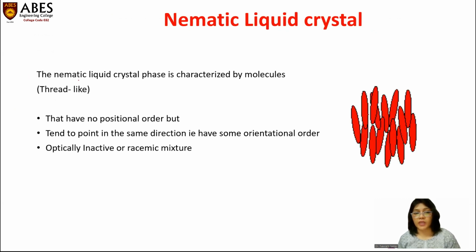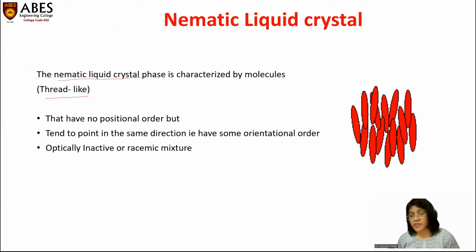Now, what is nematic liquid crystal? Generally, nematic liquid crystals are also termed thread-like liquid crystals because the molecules in these nematic liquid crystals are elongated and rod-shaped, and so it is also called thread-like liquid crystals. The major property of this nematic liquid crystal is that they have no positional order.